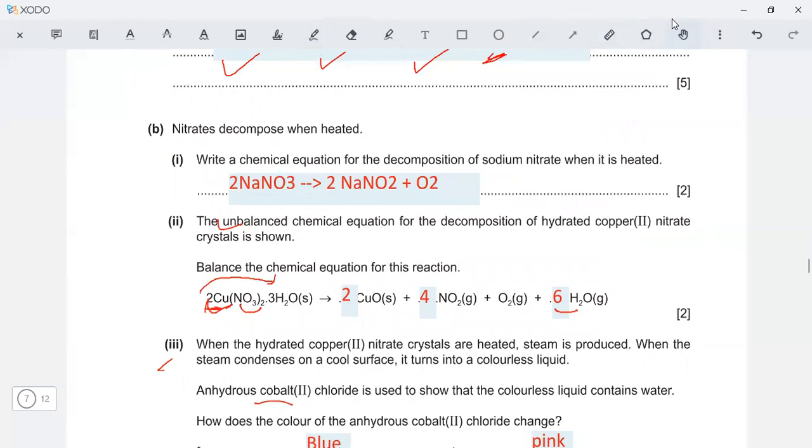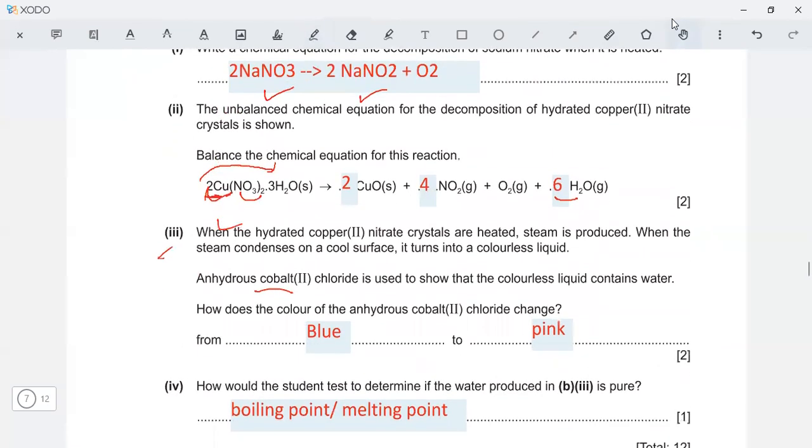Nitrates decompose when heated. First bit: write the chemical equation for the decomposition of sodium nitrate when it is heated. Sodium nitrate is NaNO3. When you heat it, it produces sodium nitrite and oxygen gas. The second: the unbalanced chemical equation for the decomposition of hydrated copper nitrate crystals is shown. Balance the chemical equation for the reaction.